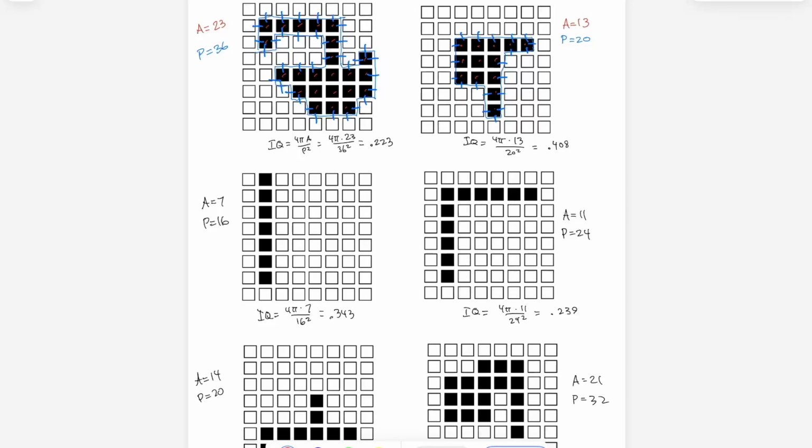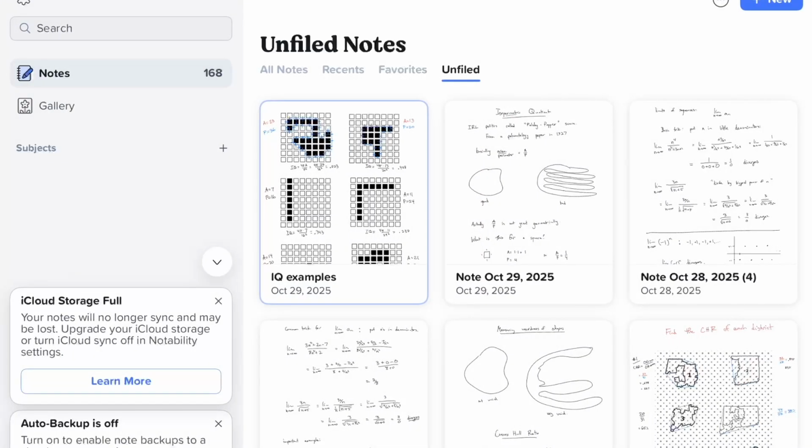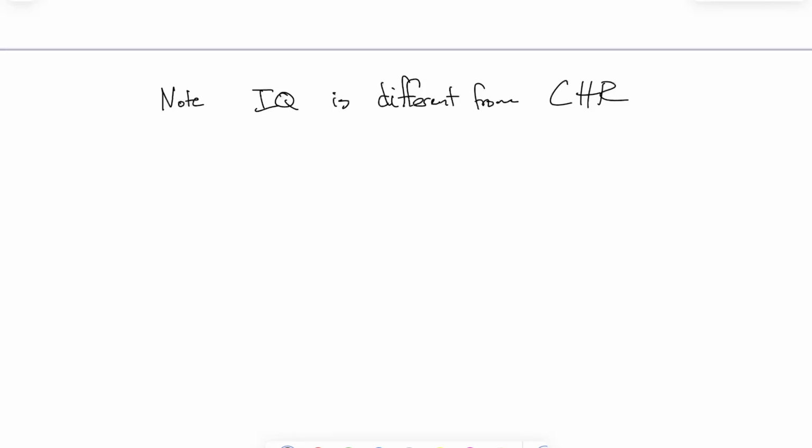Any questions about that? This is the isoperimetric quotient. I think doing the isoperimetric quotient is really not too hard as long as you know what you're doing. All right. I have just one last thing to say about this, and then we got some time. We can move on to something completely different. My one last thing to say about this is, note, the IQ is different from the convex hull ratio, which is what we talked about before. All right? These are just two different measures.